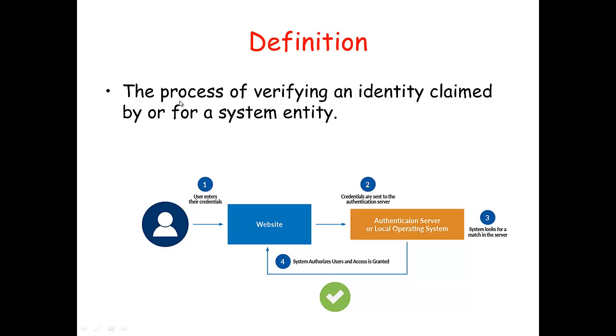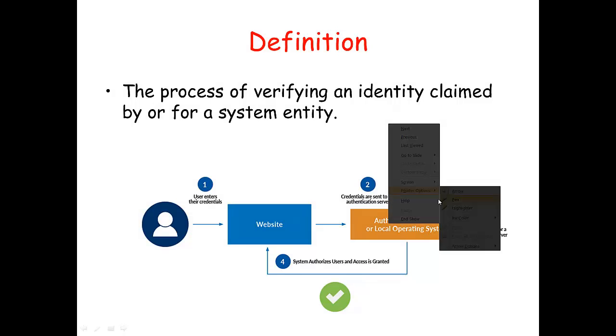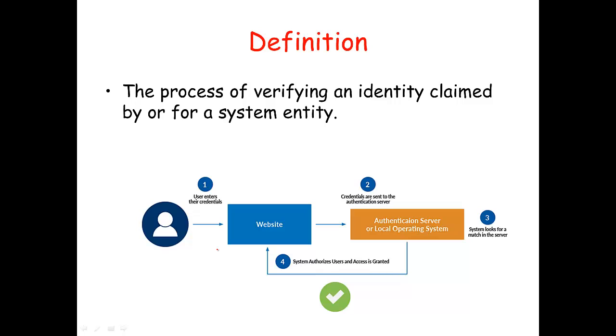User authentication is the process of verifying an identity claimed by or for a system entity. Let's first get the pen. For example, for some website, we have some resource there that you need to access. But for this website, they need you to enter your credentials so that you can access the resource. Not everybody can access the resource.